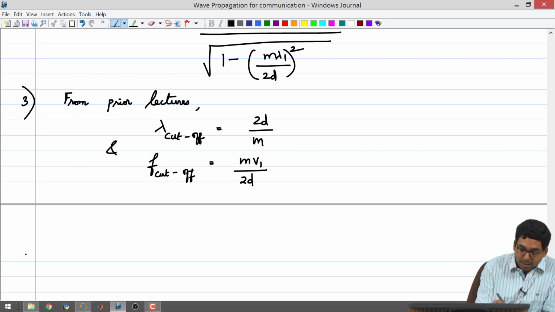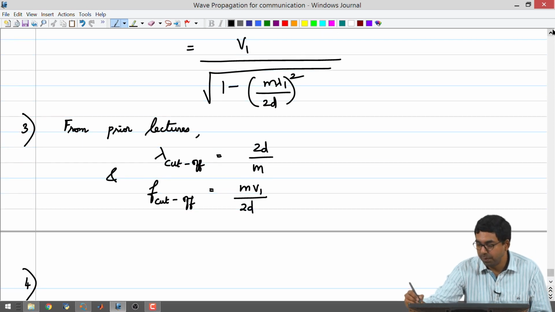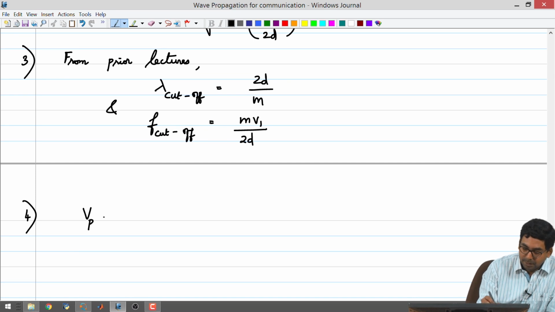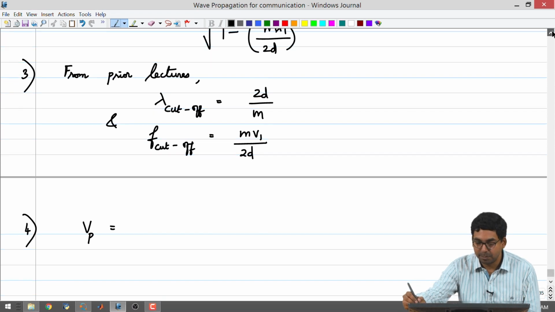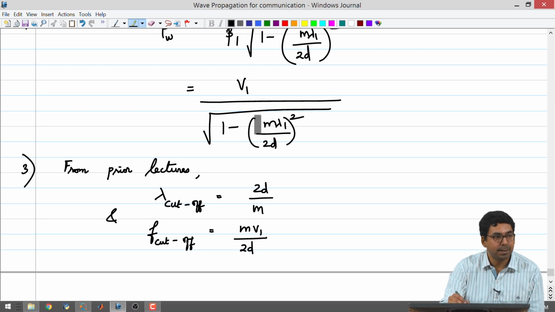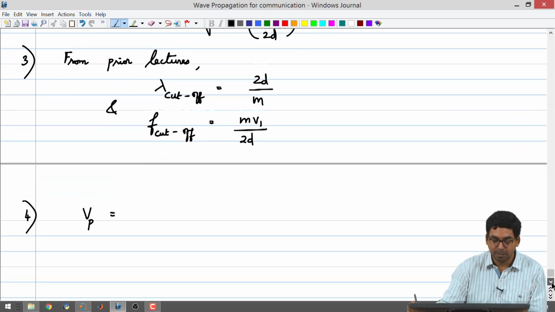So, hence now I can go back to my expression for the phase velocity and rewrite the phase velocity in terms of lambda cutoff and frequency cutoff. So, if I have a look at the expression, it has 2D divided by m, so it has m divided by 2D coming into the picture. So, I can just say it is lambda 1 divided by lambda cutoff, the whole square. So, I can make a simple substitution and write this phase velocity in terms of the cutoff wavelength.